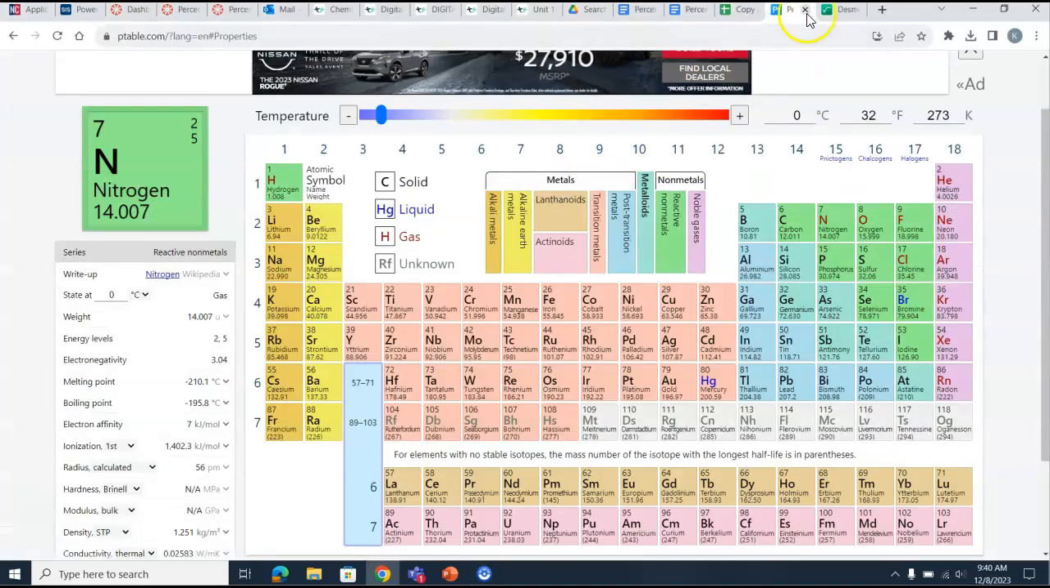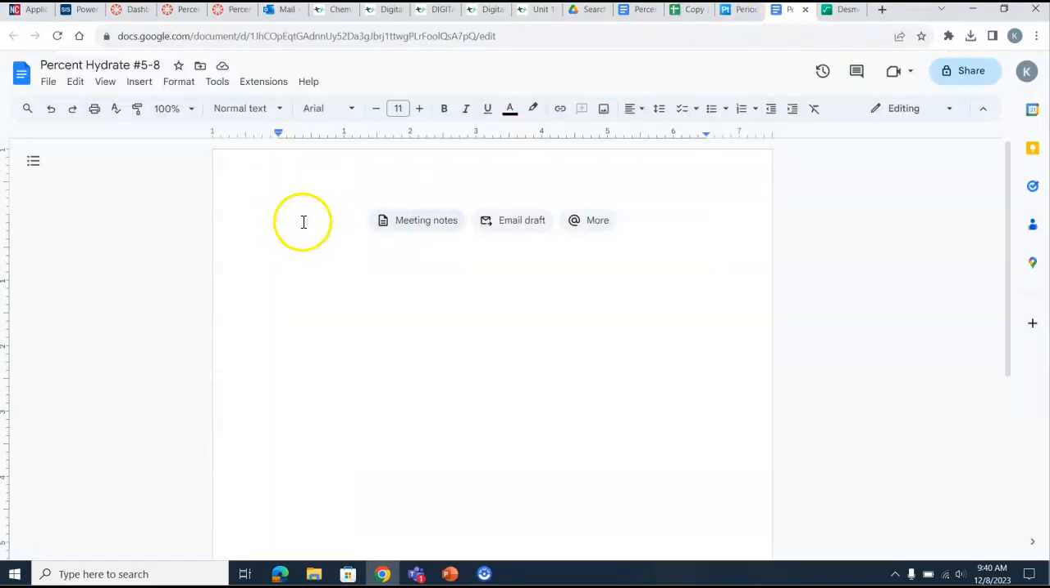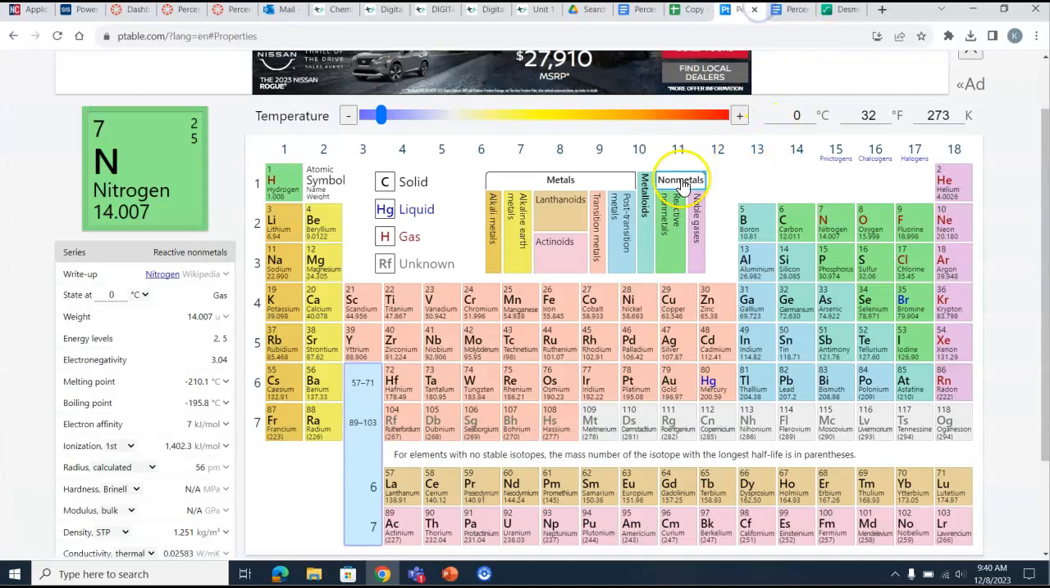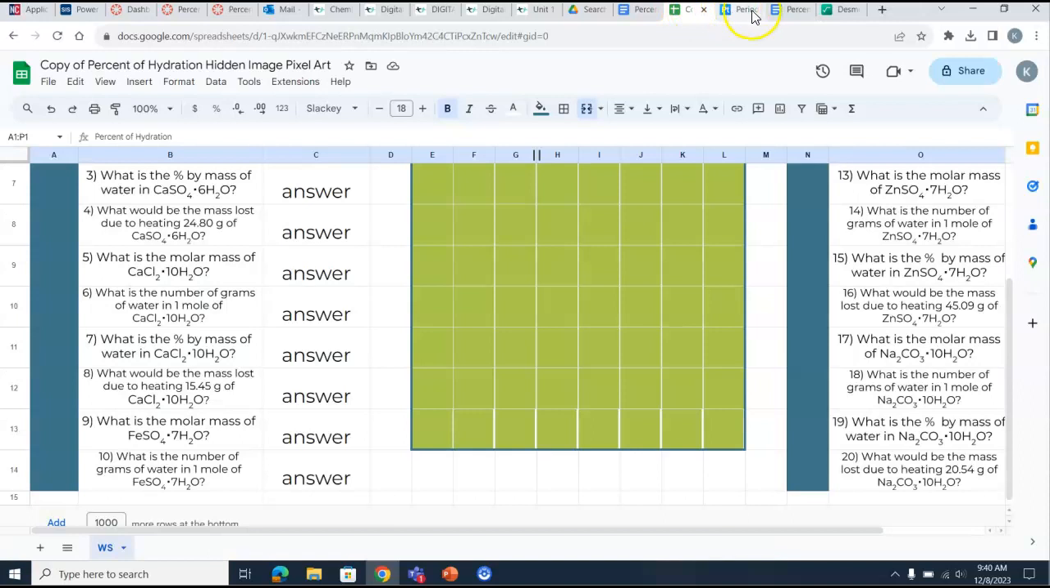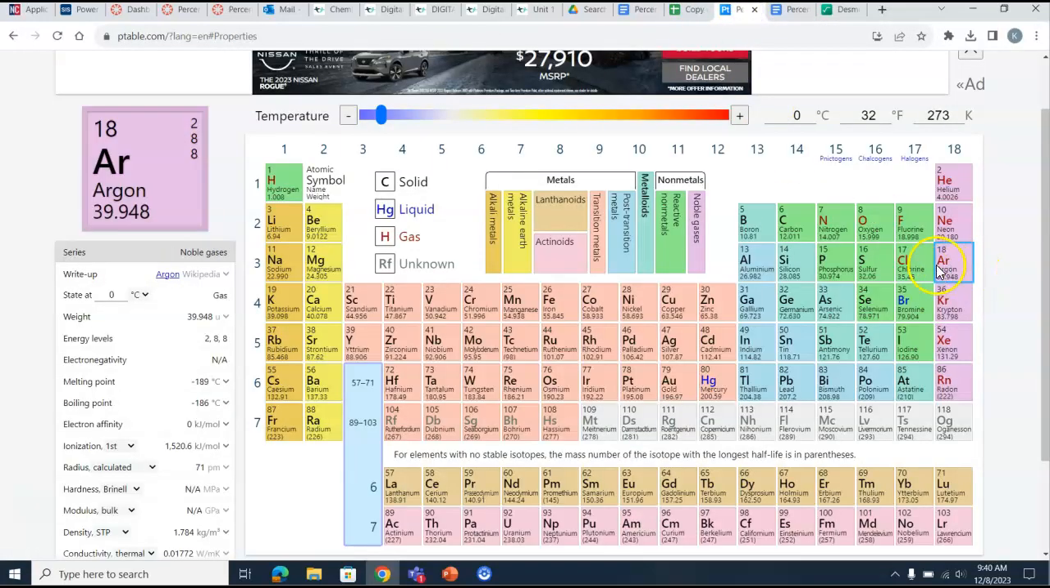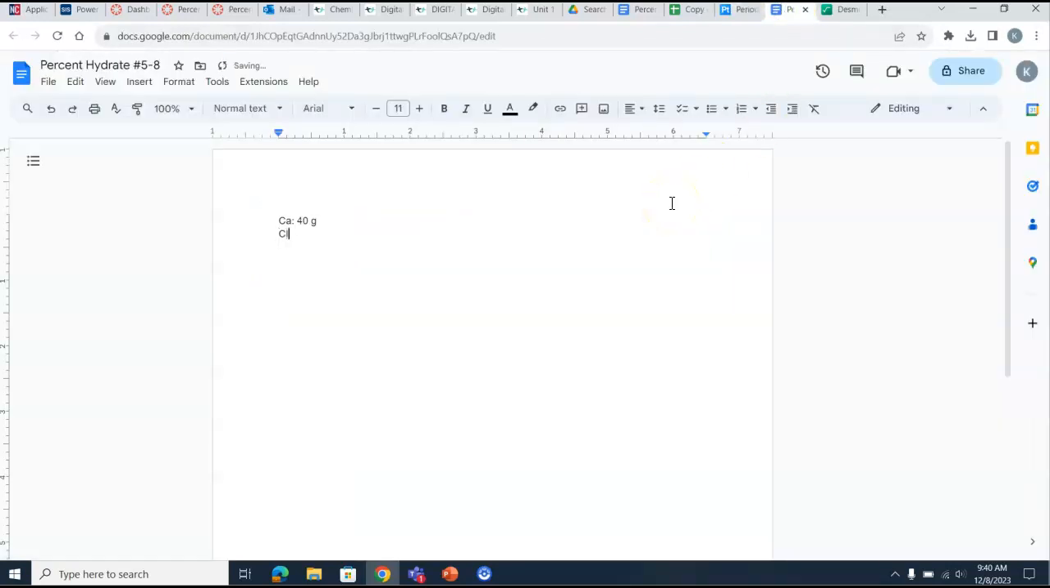So I'm going to start with calcium. Let's find calcium. Calcium is 40.078. We're going to round that to 40 grams. Next up we have chlorine. Chlorine is 35.45. We'll round that to 35. And that is going to be 70 because there are two chlorine, because it's CaCl2. There's two of them. We have to include that.